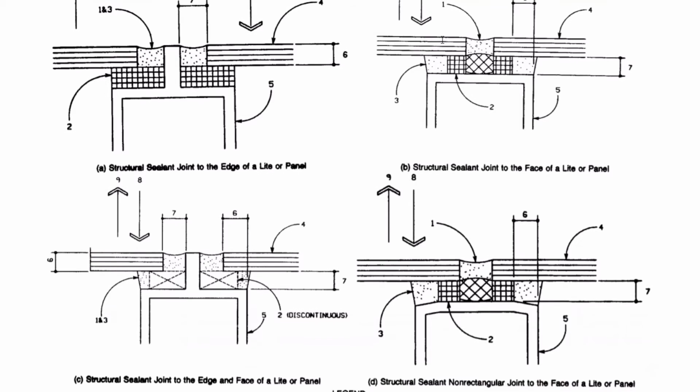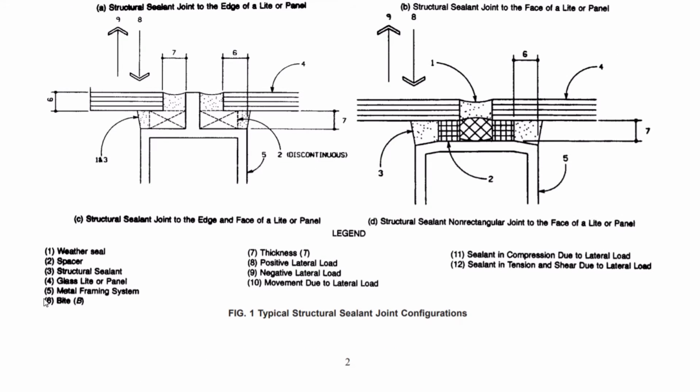This is shown in figures 1 and 2. Number 6 corresponds to the bite dimension. Here you can see this is not the best illustration. This spacer is discontinuous, so the sealant is the full depth of this. This is a better representation where it shows the sealant is in contact with the frame and the sealant is in contact with the glass for the dimension 6.